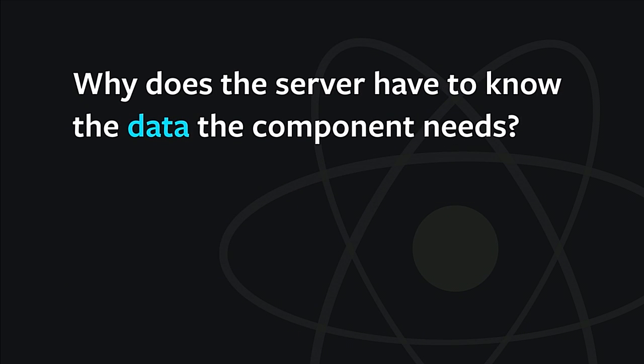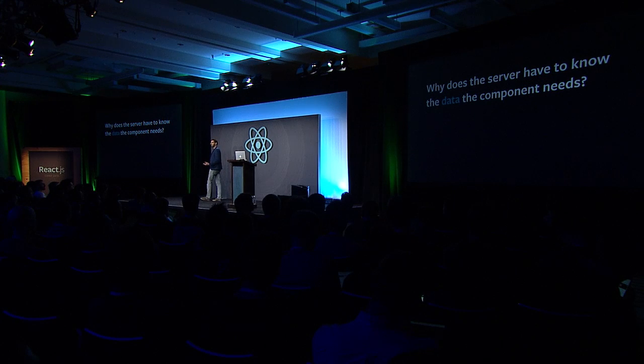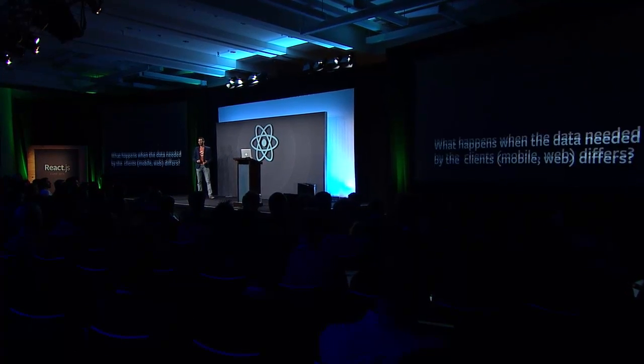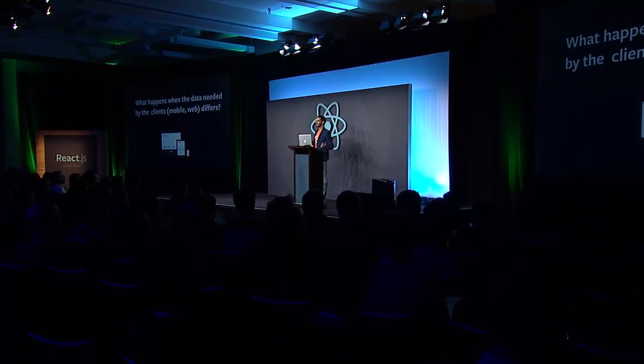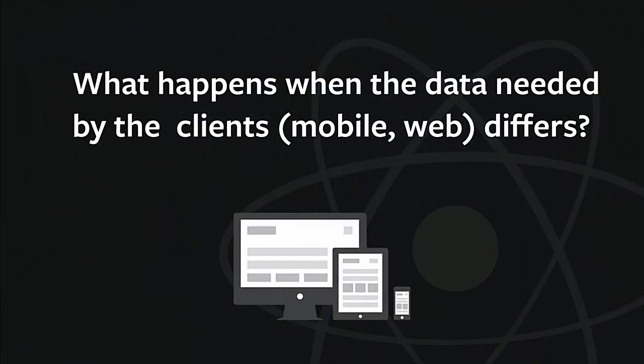So at one moment, one question arises. Why does the server have to know the data the component needs? Is that really necessary? And not only that, what happens when the data needed by the clients differ? Imagine we are Facebook or any other big application that has clients not only in desktop, but also in mobile and other screens, I guess. What happens when we want to render almost the same view, but the same view has more or less data depending on the screen we want to show? For example, in desktop we want to show a lot of different data, but in mobile, probably we want to show a little bit less, right? So with this approach, at the end, you will have a lot of logic in your Django view, and it was not very easy to maintain.